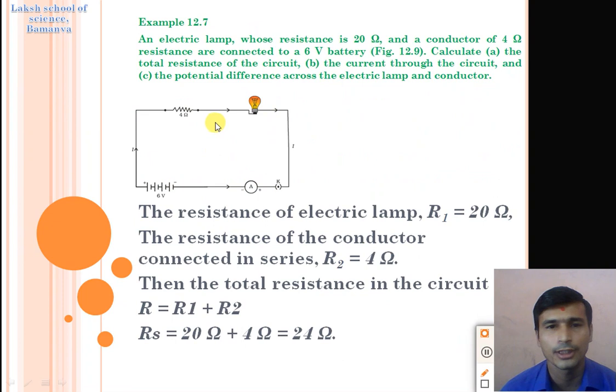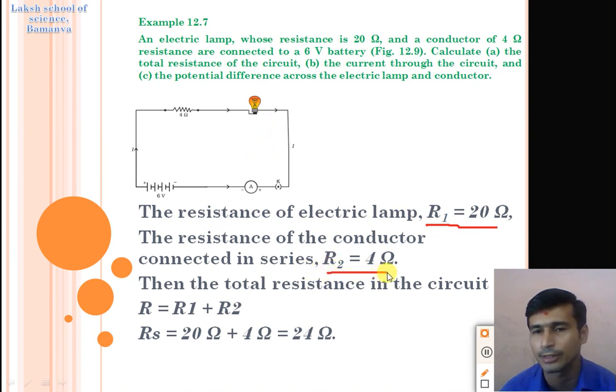So dear students, how do we calculate? Here the bulb and the conductor are connected in series with each other. So here is the given data: the resistance of the electric lamp, we take R1, is equal to 20 ohm. The resistance of the conductor connected in series with the bulb, R2, is equal to 4 ohm, and both the bulb as well as the conductor are connected in series.